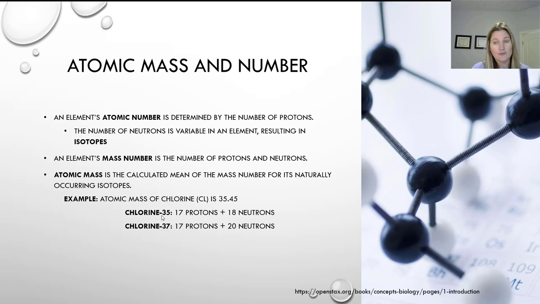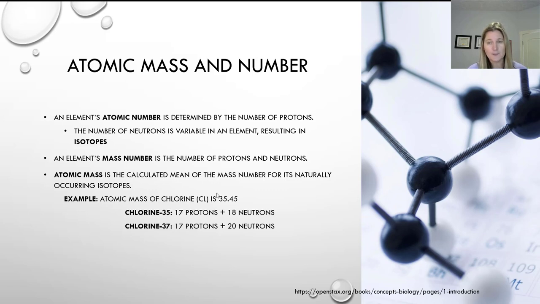There's chlorine 35, for example. So 35 is its mass number, by the way, for chlorine 35. And it has 17 protons, which if you look up on the periodic table, the atomic number is 17. And so we know that it always has 17 protons. But it has an extra neutron, so it has 18 total neutrons. So 17 plus 18 equals a total of 35. So the mass number of chlorine 35 is 35, okay?